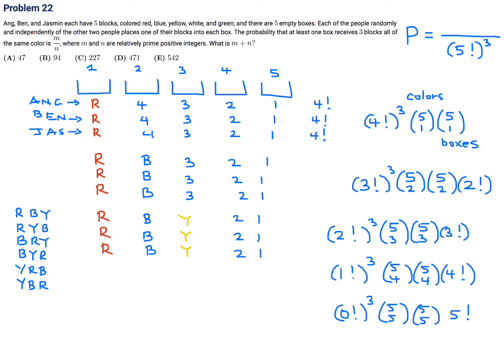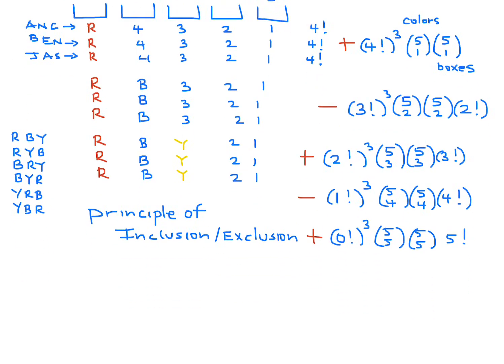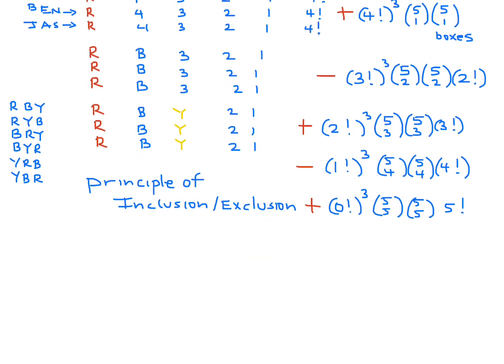Okay, so now what do we do? Do we add them? What do we do? Well, you have to use the principle of inclusion-exclusion. And when you do that, you have to use that, but then subtract that. Use that, and then subtract that, and use that. And when you do that, that will eventually become the numerator. Okay, so let's do this math here.